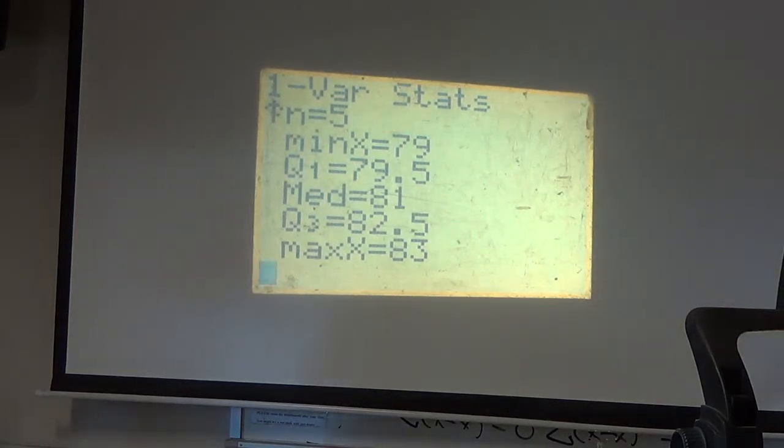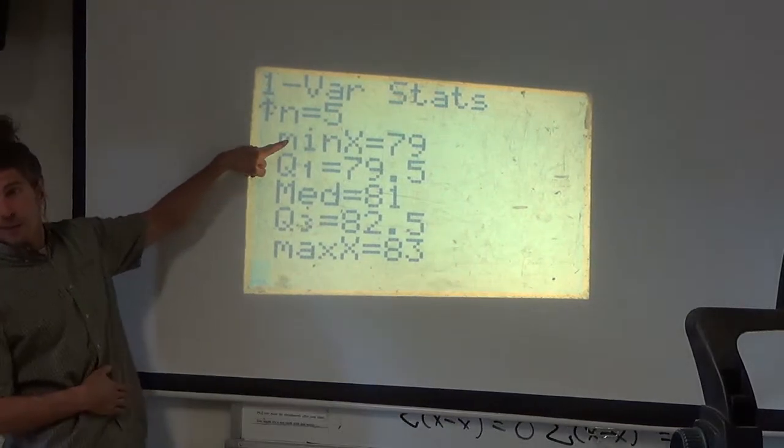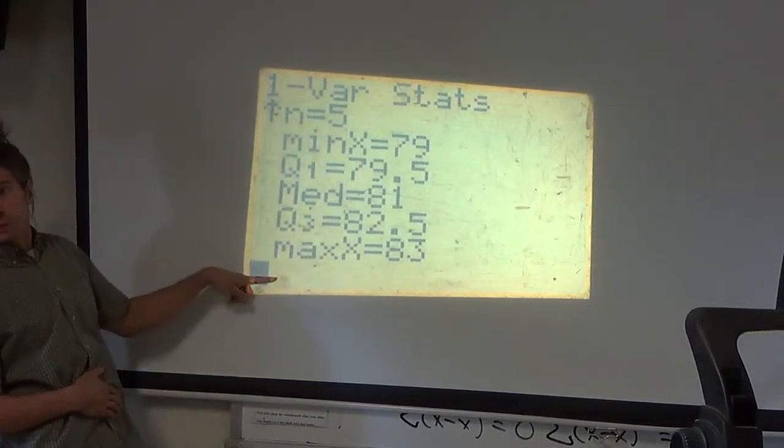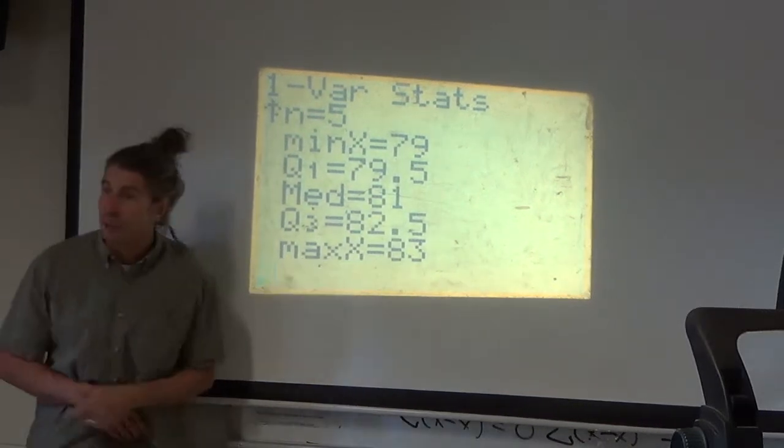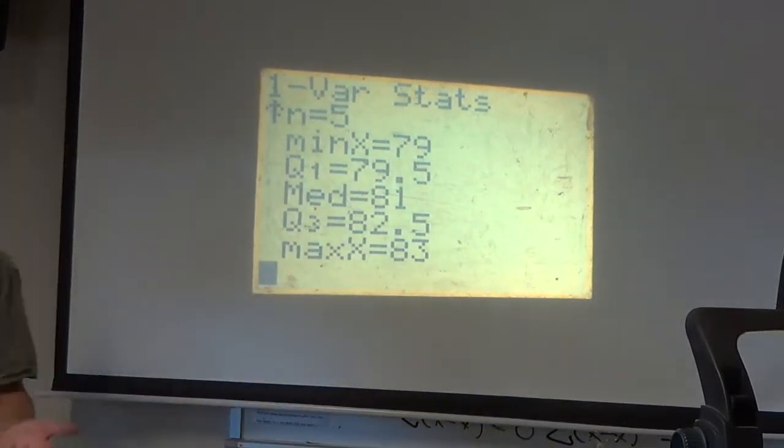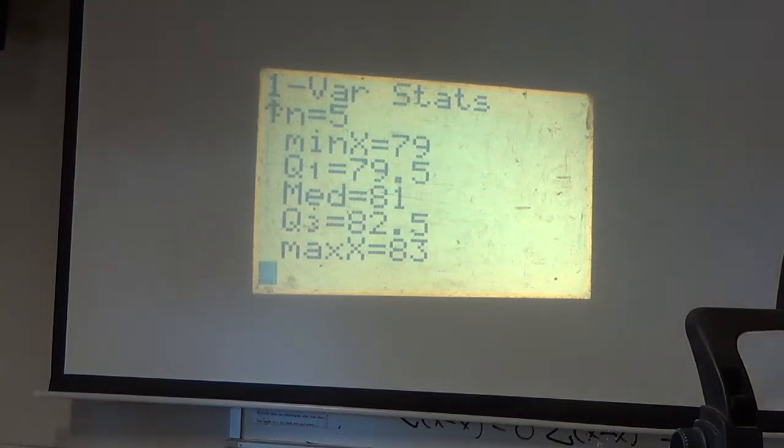Naveed, go! What's the min and max? Smallest data point in the set. Oh. Largest data point. So his smallest test score was a 79. His largest test score was an 83. Oh, okay. And again, you're kind of like, why would they tell me that? There's 5 data points. If you've got hundreds of data points, that might be a good feature to have.